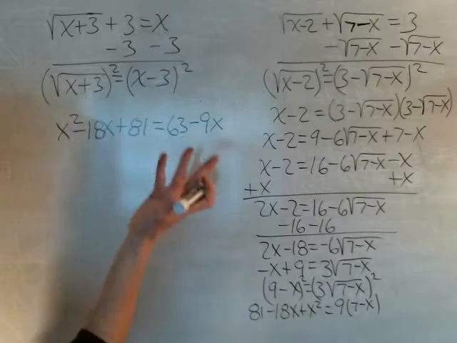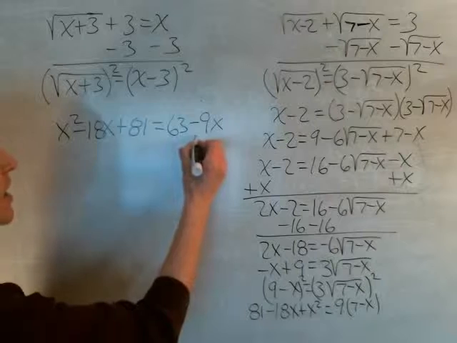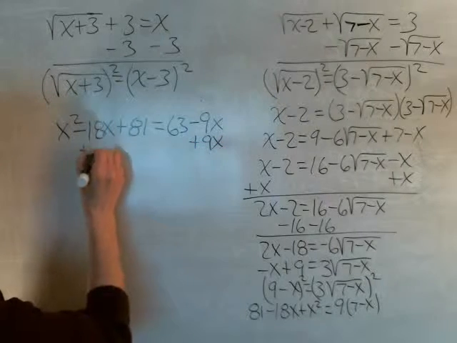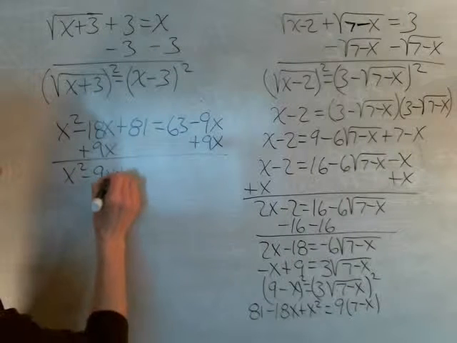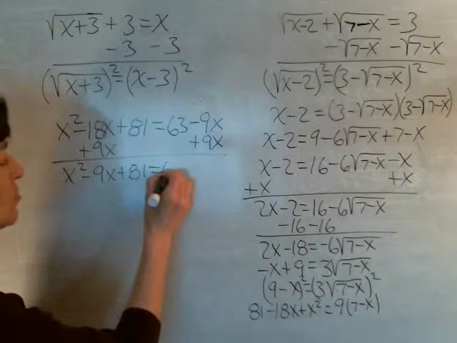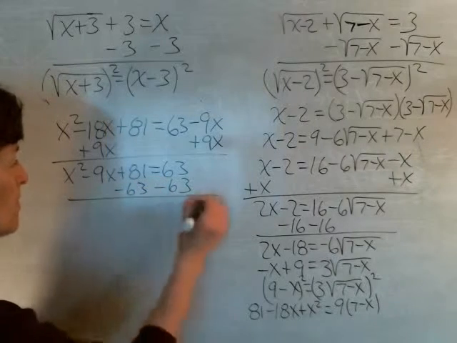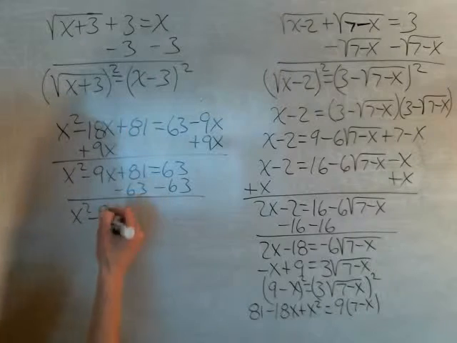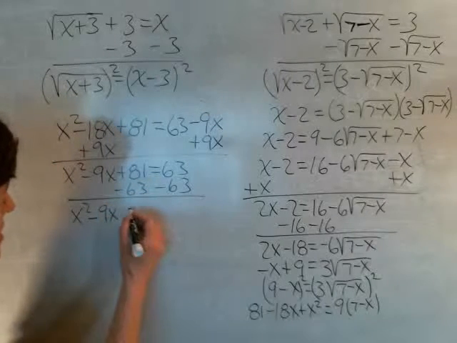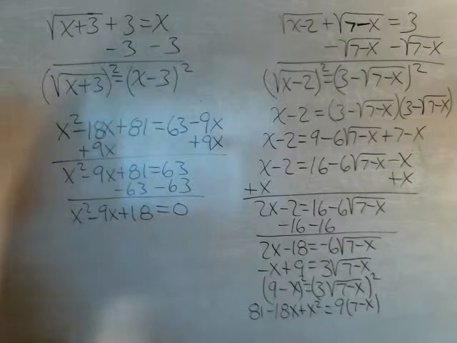So I've got a quadratic. I need to put everything on one side. So I'm going to add the 9x to both sides. And when I do that, I have x squared minus 9x plus 81 equals 63. And then I'm going to subtract the 63 from both sides. And then I have x squared minus 9x. And then 81 minus 63 is 18, positive 18, equals 0.